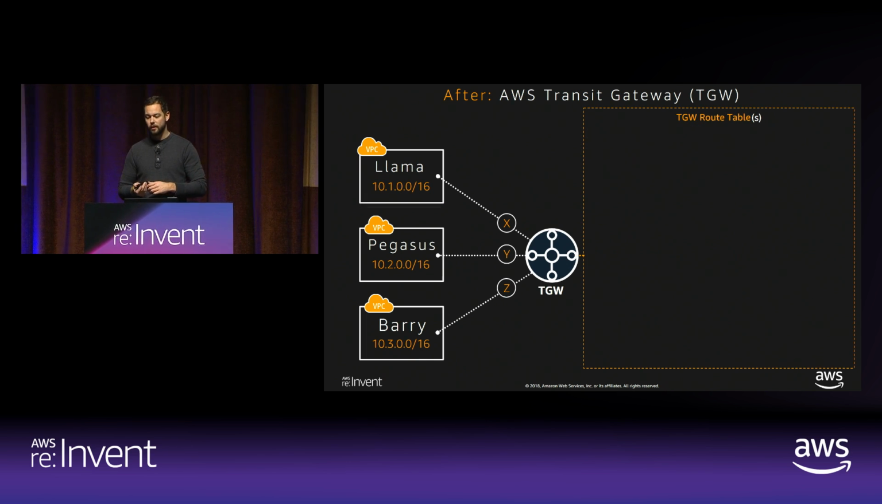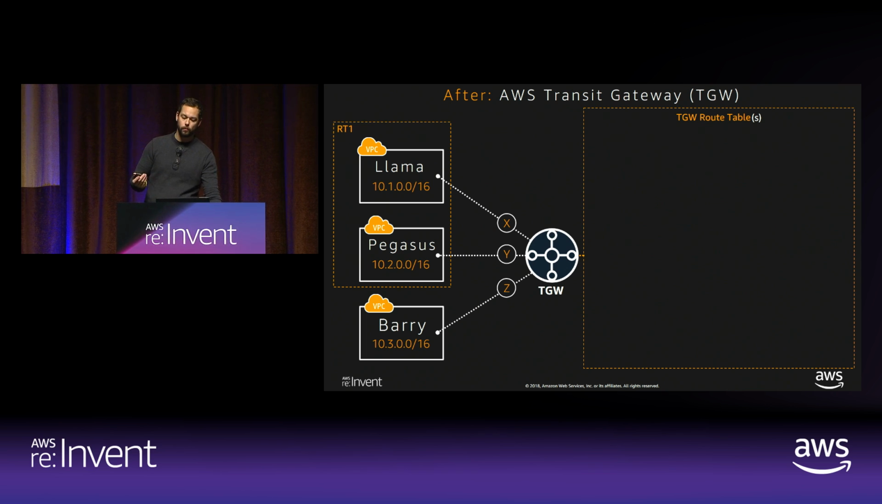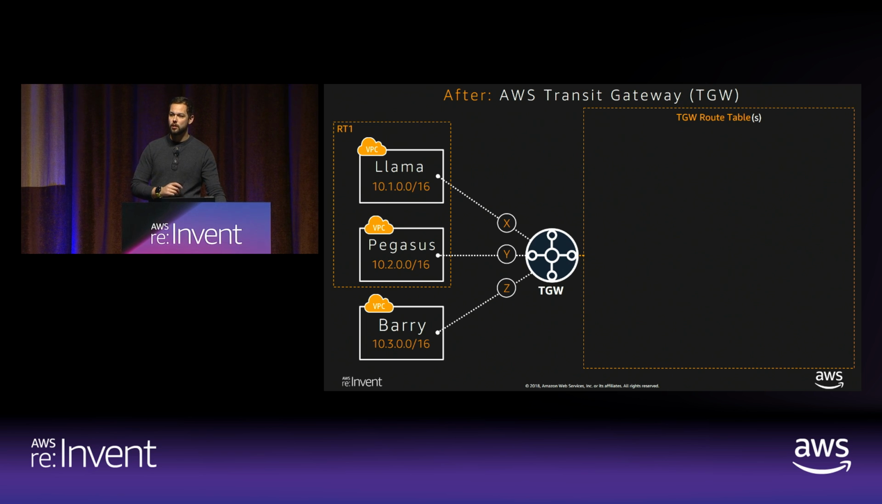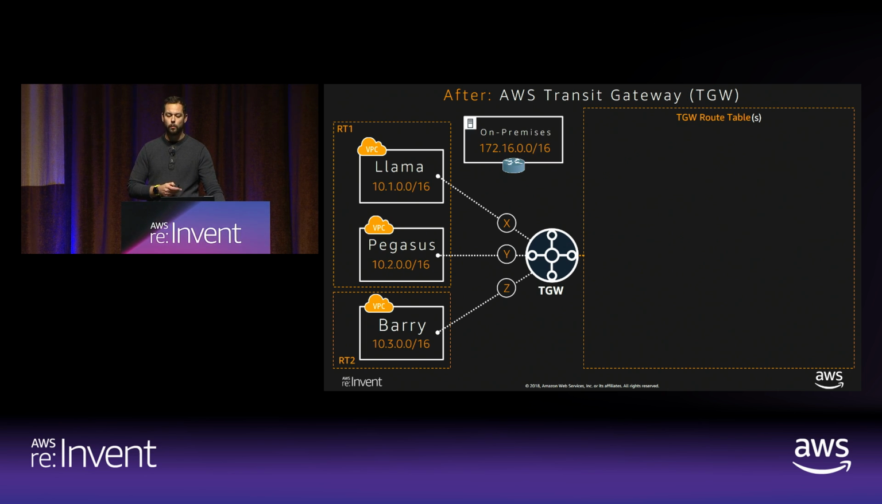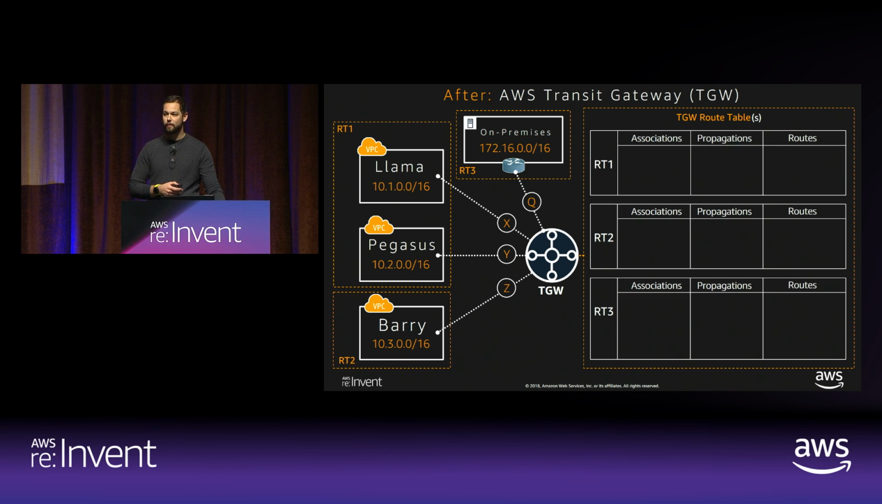Okay, this is where it gets a little scary. So you notice I expanded the box there quite large. We've got the route tables in the TGW. We'd like to have Llama and Pegasus in one route table. We'd like them to talk to each other. Barry, we're going to isolate Barry in his own route table, route table 2. Now we've got an on-premises via a VPN, attachment Q, route table 3. So we've got 3 route tables. Yes, I'm going to fill all these out.